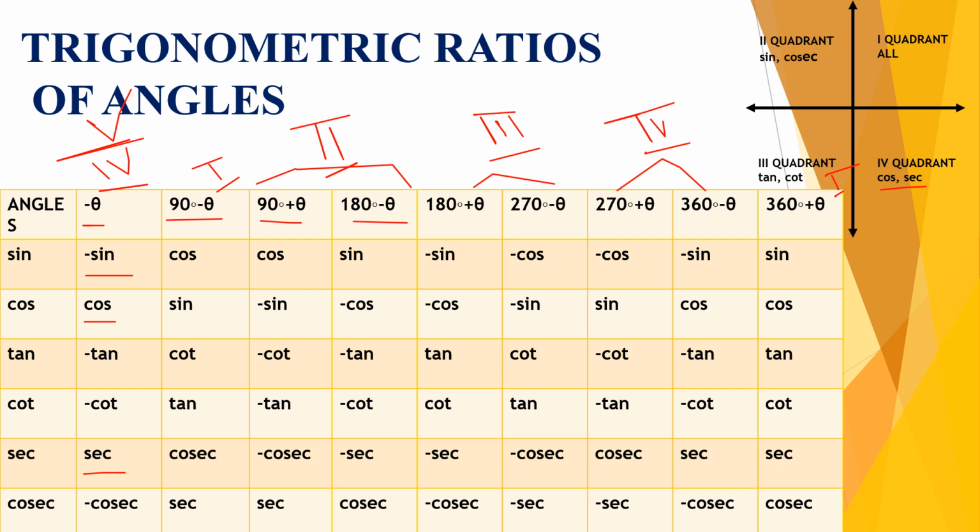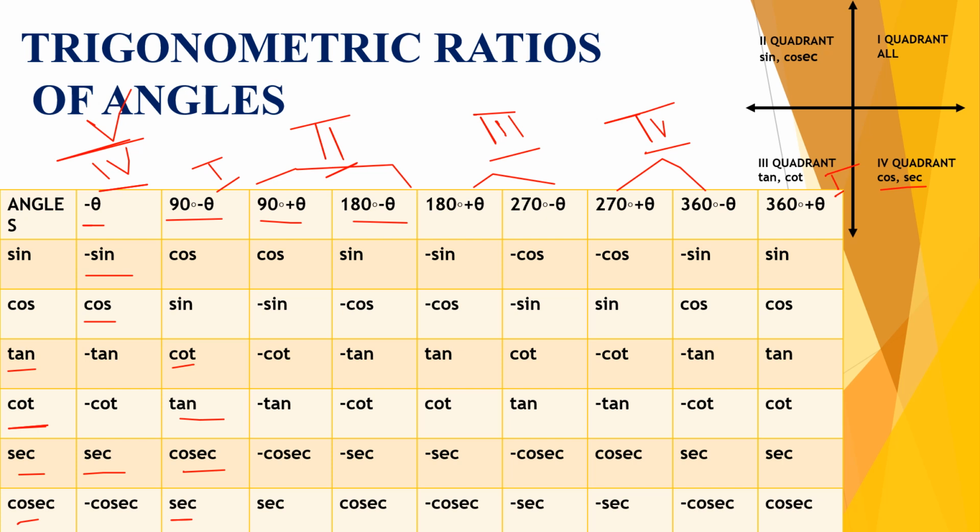When we move on to the first quadrant, 90 degree minus theta, for 90 and 270 degree, sine will interchange to cos, cos will interchange to sine, tan is interchanged to cot, cot is interchanged to tan, secant is interchanged to cosecant, cosecant is interchanged to secant. But all the values will be positive.